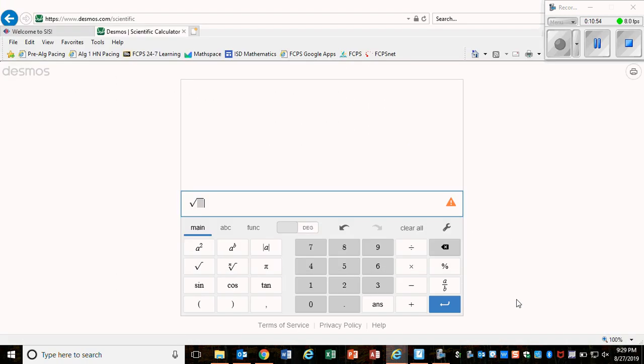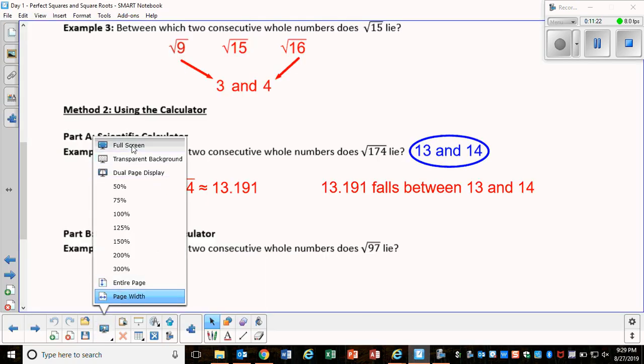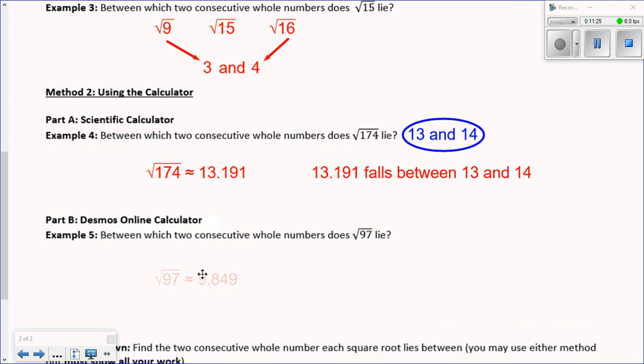So going back there, I did the square root first, just like how you would see it. And then under it, I'm going to type 97. And the answer is right here, 9.8488578, whatever. It's a really long decimal, okay? Just like with the scientific calculator, we're going to find which two numbers this decimal falls between. Okay, so going back to our notes, to make it big again. On Desmos, we found out that it was about 9.849. Okay, that number falls between 9 and 10.